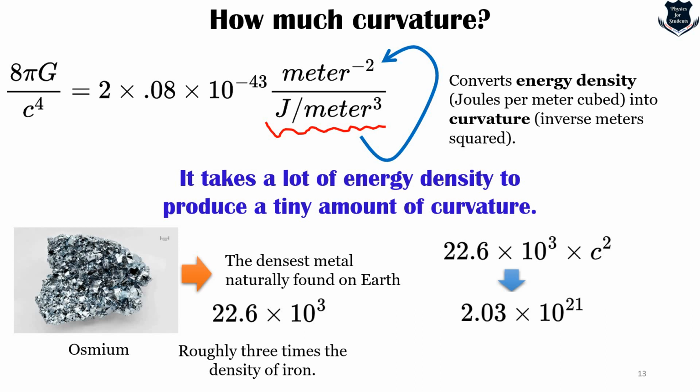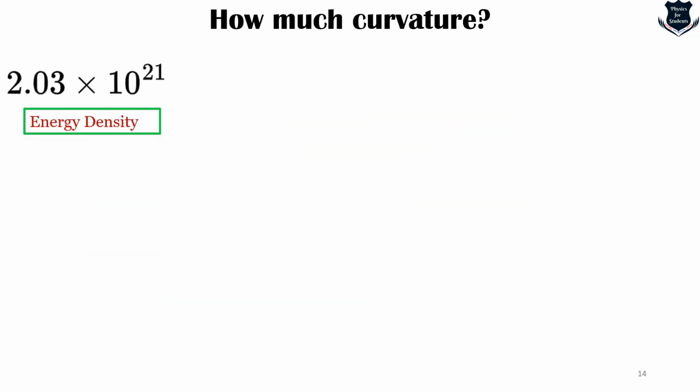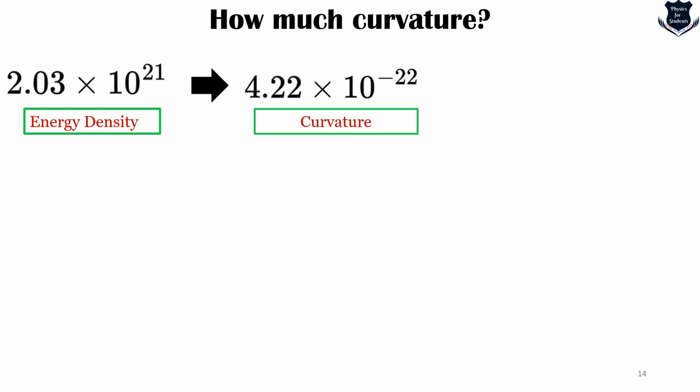So what is happening here is that this density actually produces only this amount of curvature. This is the energy density, 2.03 into 10 to the power 21 joules per meter cube. But how much curvature does this energy density produce? It only produces a curvature of 4.22 into 10 to the power -22 inverse meters square.